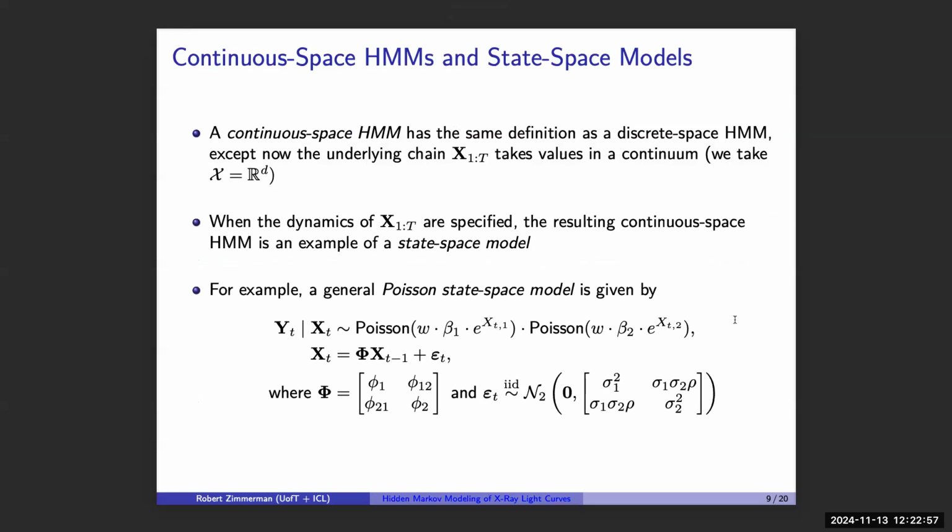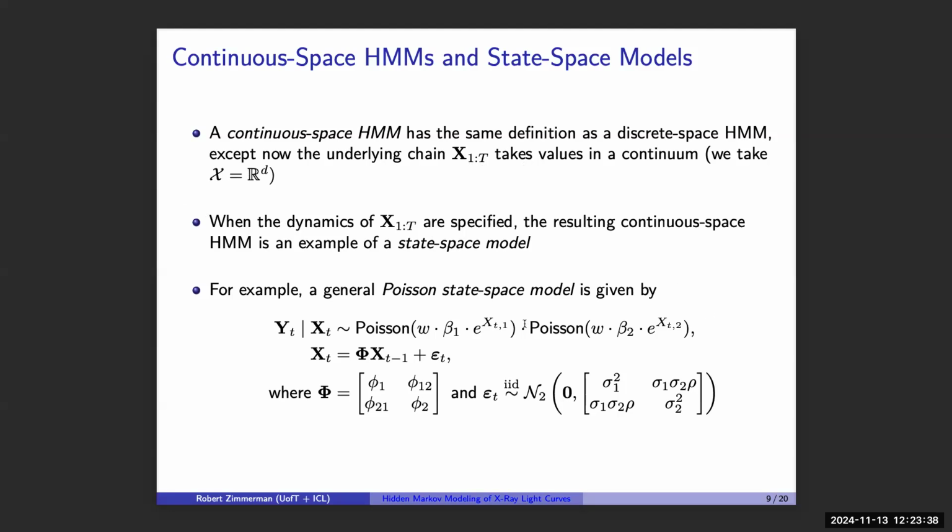So now let me introduce continuous space HMMs. And if you understood the discrete space HMM, this is really not a big leap. All we do is replace the discrete space Markov chain with a continuous space one. So that underlying chain, x1 to xt, takes values in a continuum, and for simplicity, we assume that continuum is R^d for some d. When the dynamics of this Markov chain are specified, the resulting model is an example of a state space model.